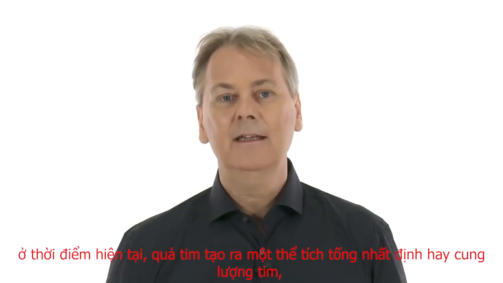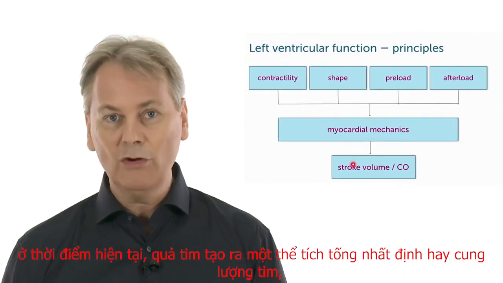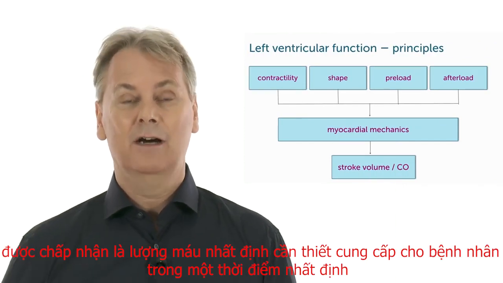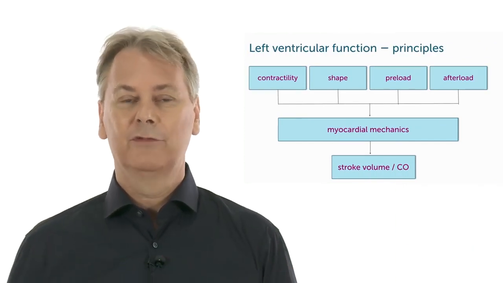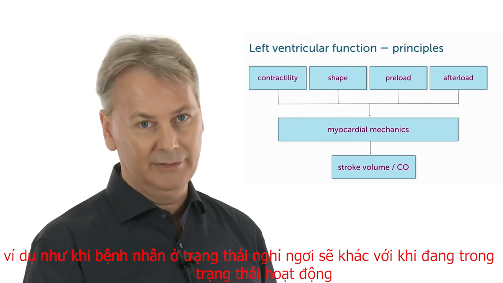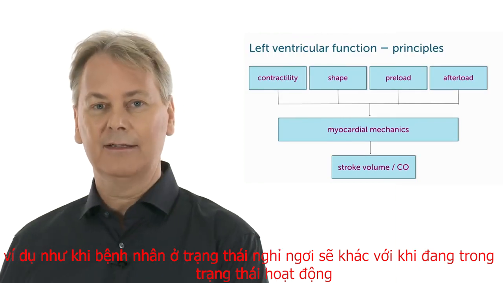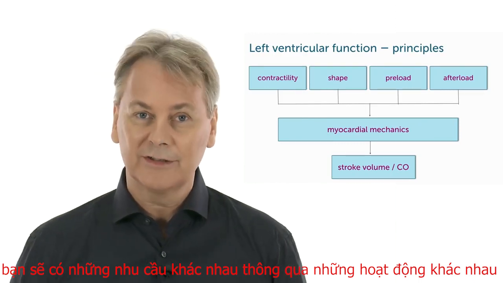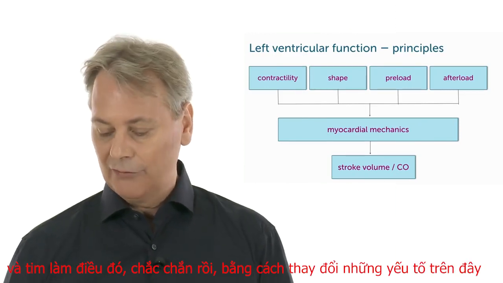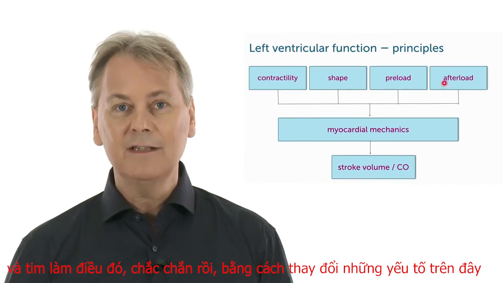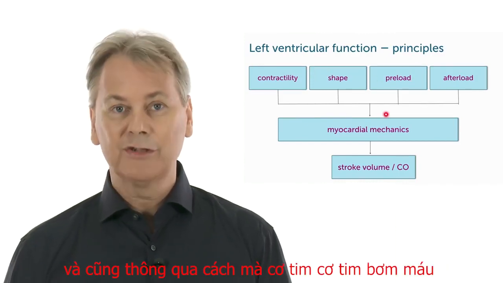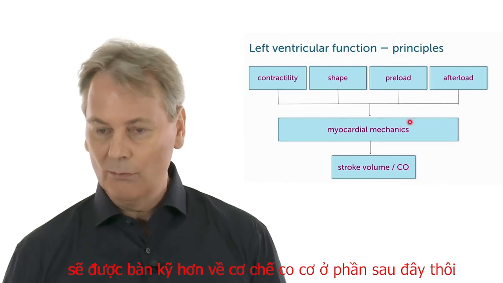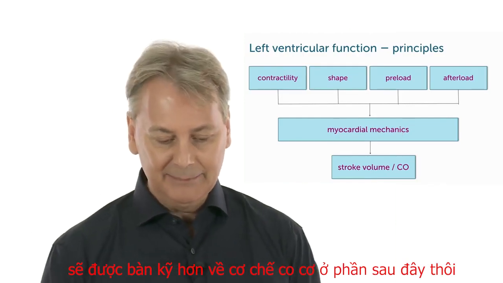At the end of the day, the heart has to generate a certain stroke volume or cardiac output which is adapted to the certain needs of the patient at that moment. For example, if the patient is at rest, it will be different than if the patient is exercising. It will have to be different under certain pathological conditions. And it does this, of course, by altering these factors here and also by the way the heart muscle pumps. We'll be talking more about myocardial mechanics a little bit later.